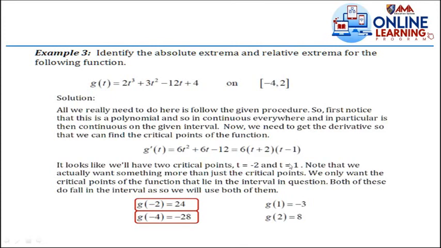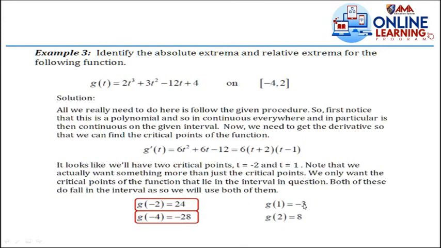Okay? So if t is equal to -2, and if we're going to substitute it here, g, which is a function of t, and t is equal to -2, the answer is 24. The same with, if t is equal to 1, okay, g of 1, and if we're going to substitute it here, the value is equal to negative 3.